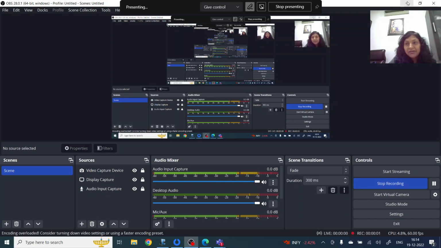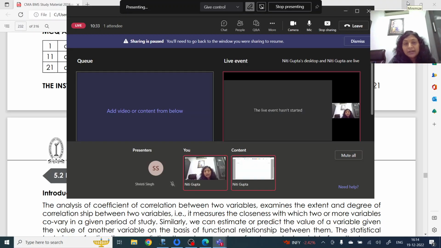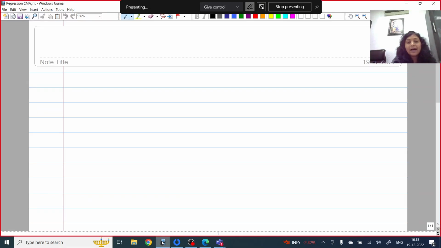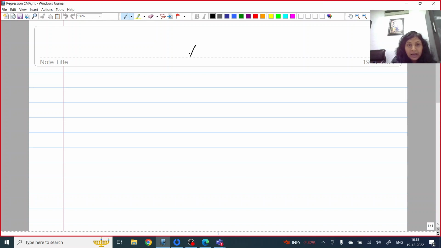Good evening, everyone. Today we are going to start a new topic, and the name of the topic is regression analysis. So let's start with regression. In the last class, we discussed correlation. Correlation and regression both are related to each other in one way or another.